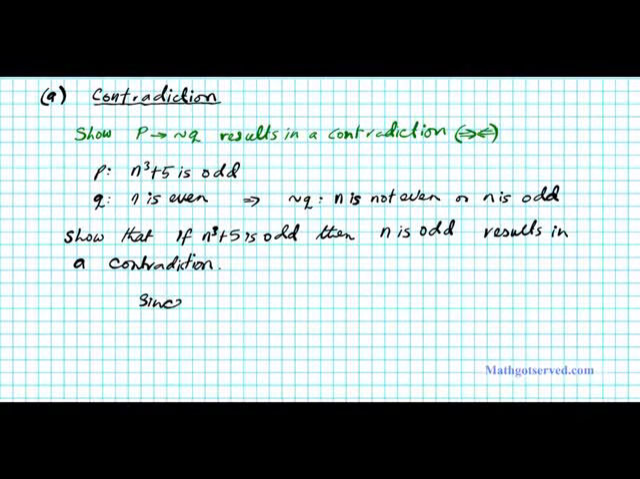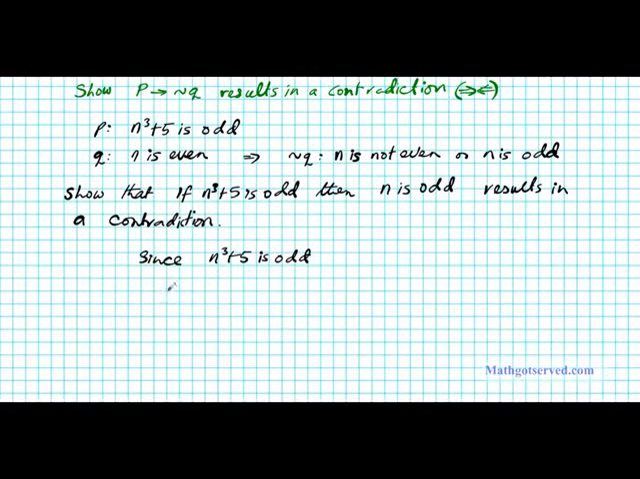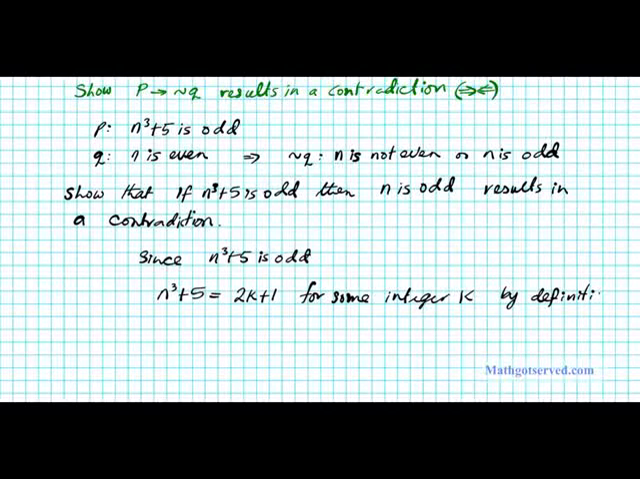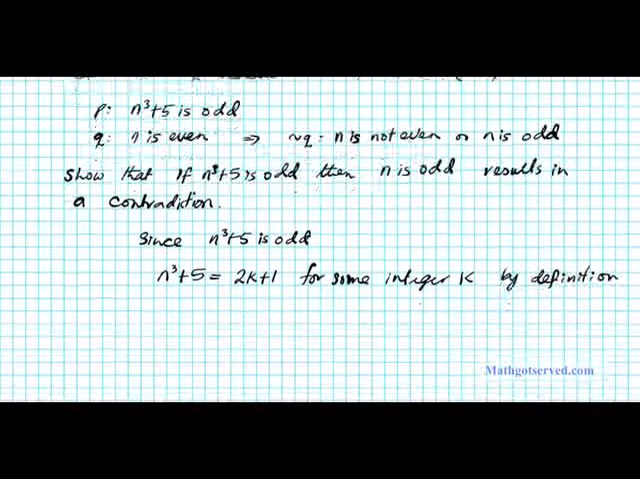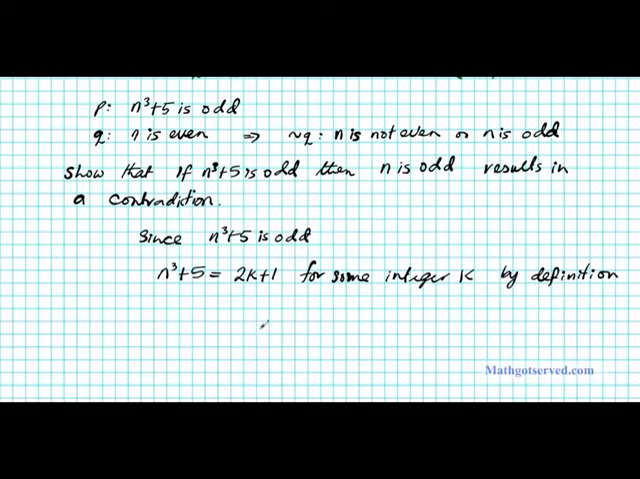Since n to the third plus 5 is odd, what does that mean? What does it mean for a number to be odd? Since it's odd, let's write it in equation form. That means that n to the third plus 5 is equal to 2k plus 1 for some integer k. And this is by definition of odd.